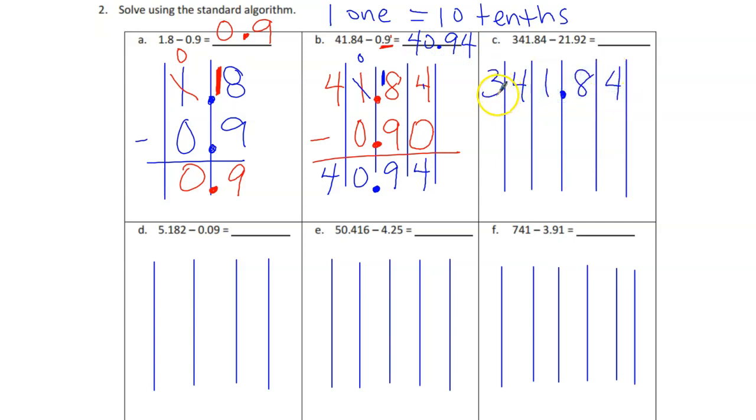I have 3 hundredths, 4 tens, 1, 8 tenths, and 4 hundredths. I'm going to write in my minuend. Write in my subtrahend, the number that's going to go on the bottom. We have 21 and 92 hundredths. Do the subtraction here.